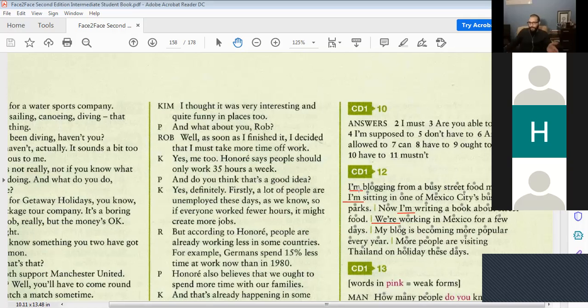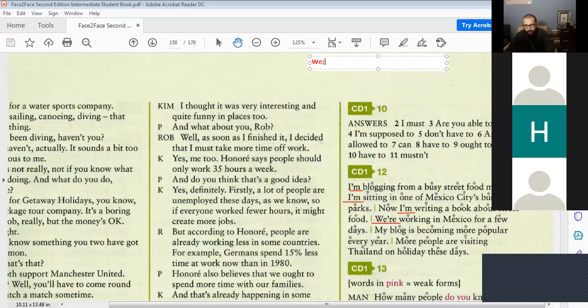In grammar, of course, it's correct. I am, I'm. In grammar, it's the same, right? We are, we're. It's the same in grammar. But in spoken English, it's not the same. It doesn't sound the same. And sometimes even the meaning is not the same. For example, let me show you an interesting exercise, okay?